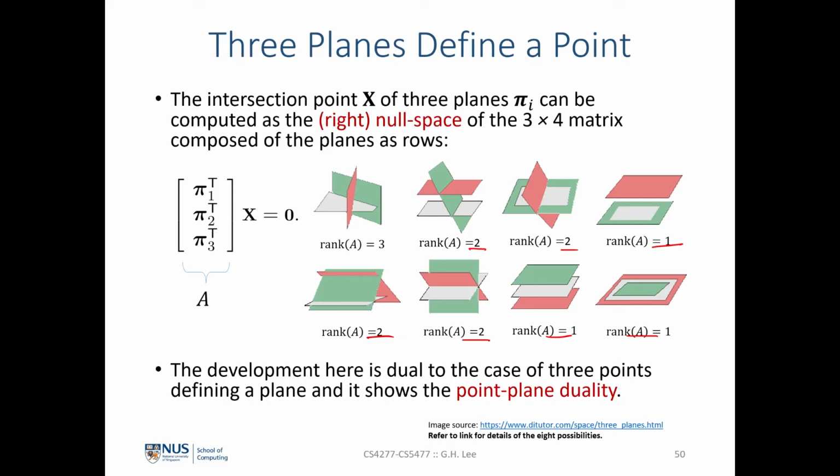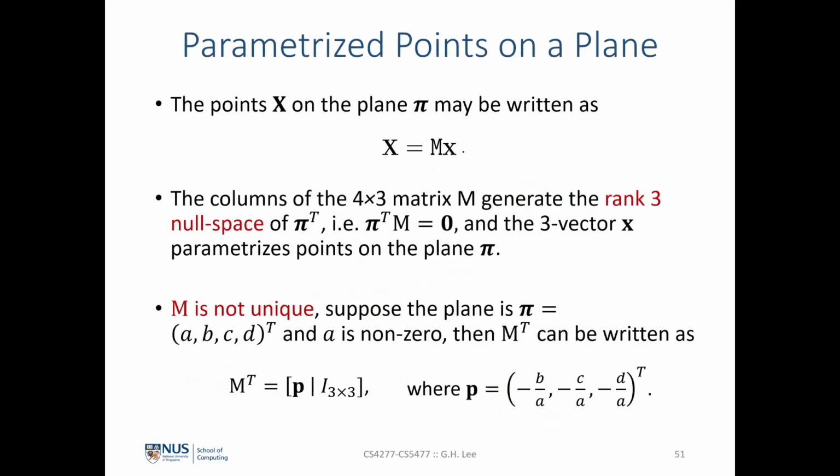And in the case where the rank of A equals 3, we can see that 3 planes intersect at a unique point given by x. So what it means is that this point will be sitting on all the 3 planes, and this would define the point-plane duality principle. And the points on the plane may be written as this equation, where X is the point that is in the plane of pi.